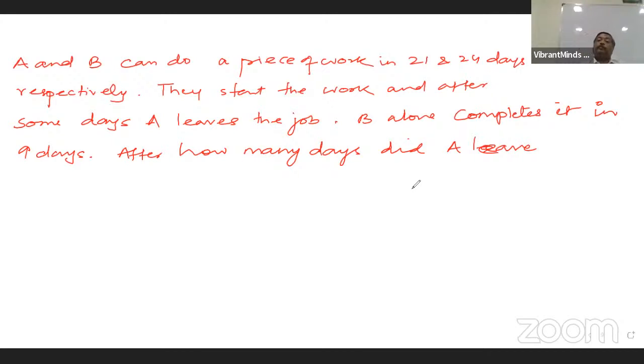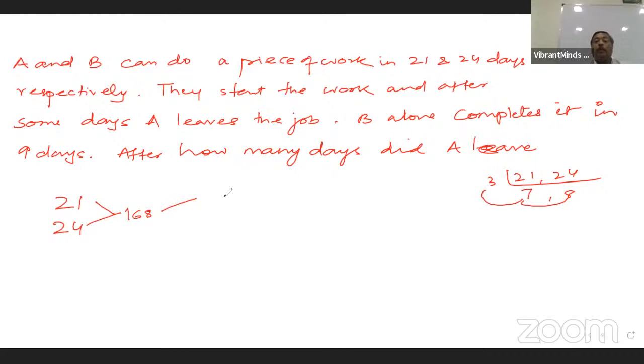Now understand how we are going to attempt. The first thing we have to take care of is A can do it in 21 days, B can do it in 24 days. Now, 21 and 24 is how much? LCM of 21 and 24. Again, I am giving you another method: 21, 24, divide by 3, it is 7 and 8. So 7 times 8 is 56, and 56 times 3 is 168. Clear?